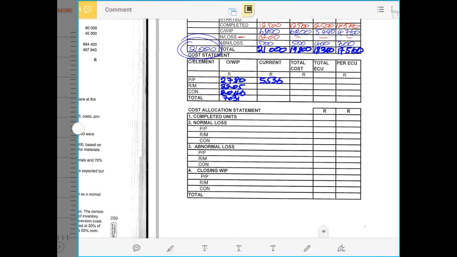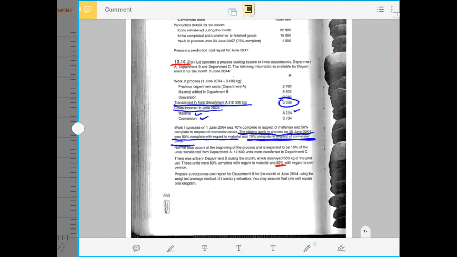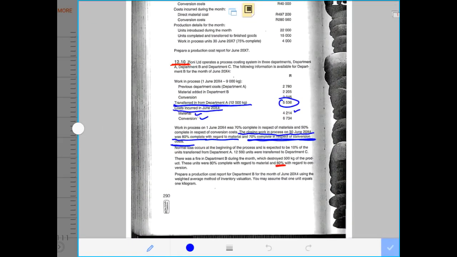Then we record the current costs that were incurred in the current month of June. The current cost with regard to material is 4,214. Conversion cost is 6,734. We record all this under current.